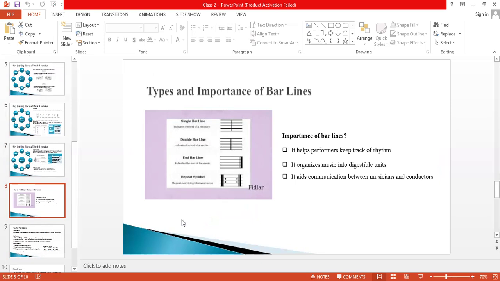What is the importance? One, it helps the performer to keep track of rhythm. Two, it organizes music into digestible units. And lastly, it aids communication between musician and conductor.